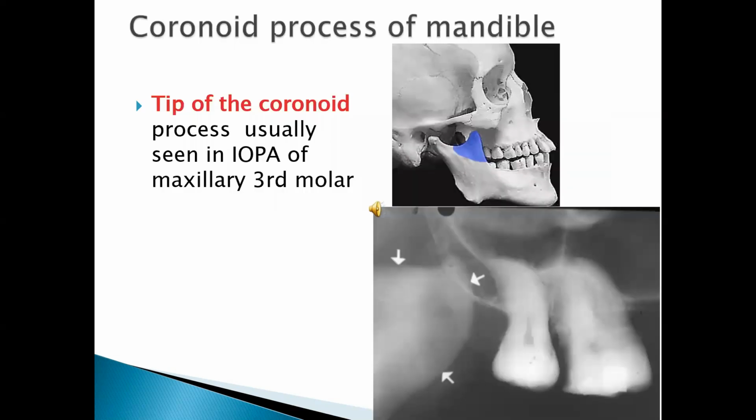The answer to the previous spotter on the radiograph is the coronoid process of the mandible. Remember, the coronoid process of the mandible will appear in the radiograph of the maxillary second or third molar region. Now this is because it tends to overlap the region of concern. The X-rays will have to pass through the tip of the coronoid process most of the time during the radiographic procedure.